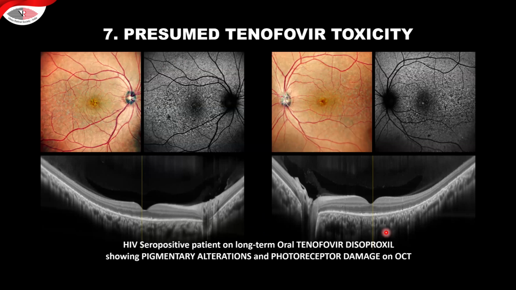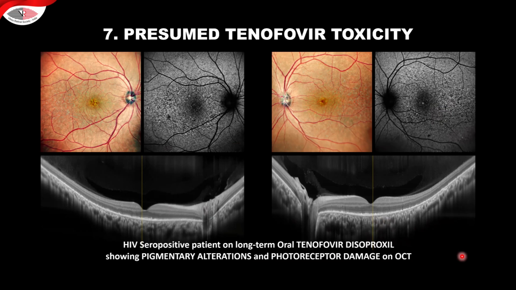Then there's tenofovir toxicity. We saw this as a window defect in our earlier series talk as well. I'll not go into the details, but you may see the stippling pattern of the RPE in these patients. When they are on long-term tenofovir, they show pigmentary alterations, and the photoreceptor damage is seen on the OCT and correlated quite well.